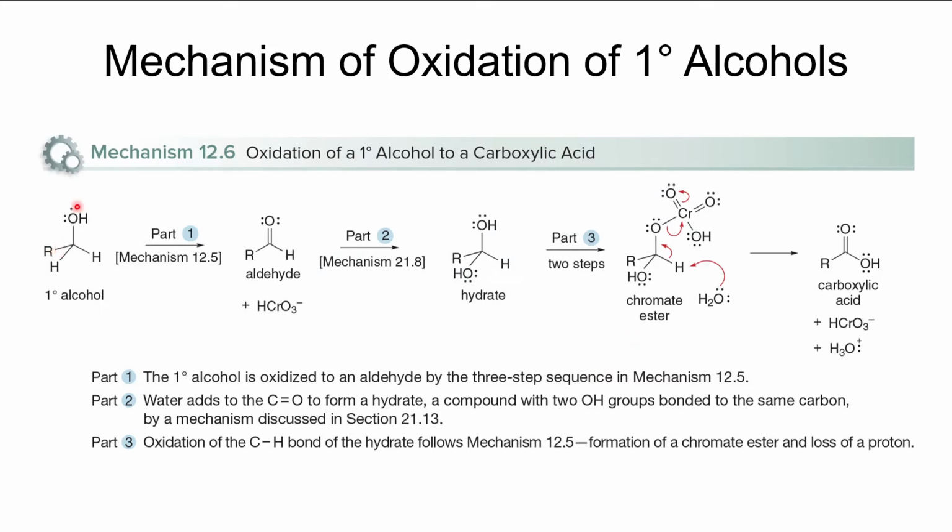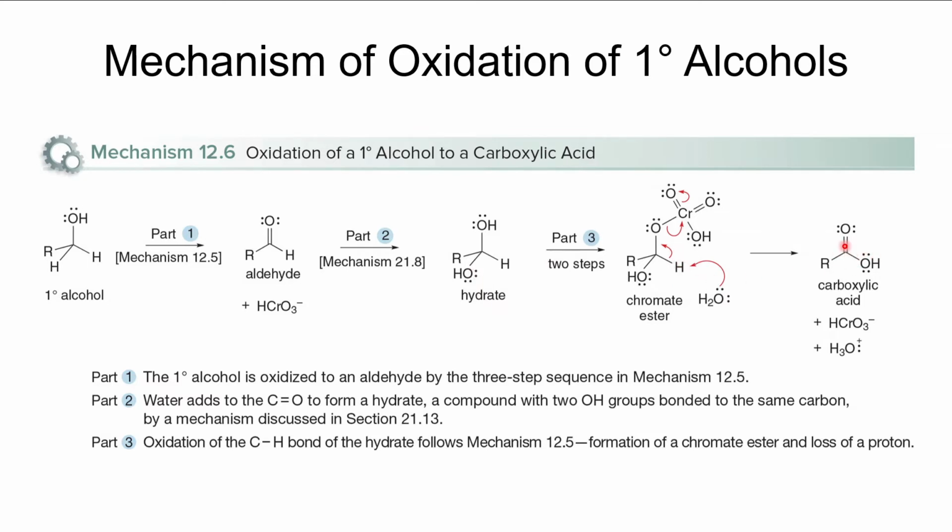All right, so here we've got a primary alcohol, and in our first step, we will oxidize it and we will form an aldehyde. The second step is a hydrate. We'll talk about that in a later chapter. And then there's another couple of steps here in which we can convert that hydrate into the chromate ester and in turn into a carboxylic acid.